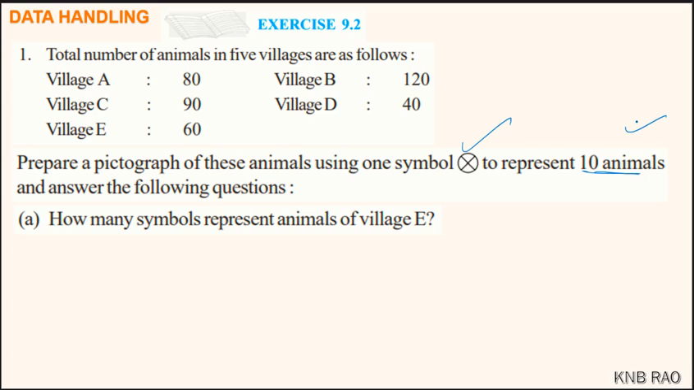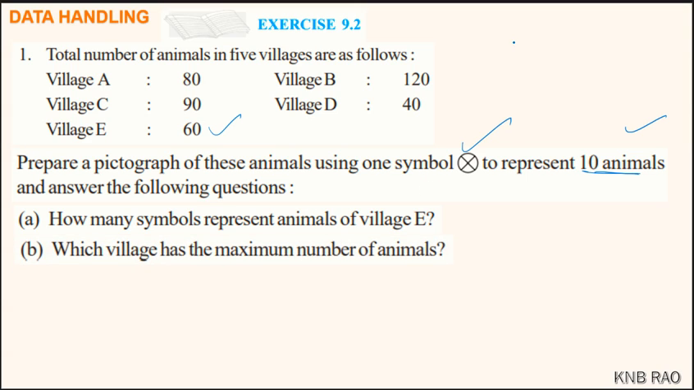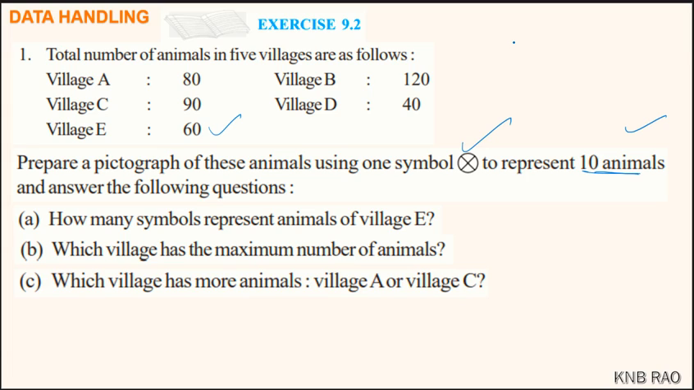What are the questions? Sub question A: how many symbols represent animals of village E? When one symbol represents 10 animals and I want to represent 60 animals, I have to use 6 such symbols. Which village has the maximum number of animals? Obviously here 120, village B has the maximum number of animals. Which village has more animals, village A or village C? Out of 80 and 90, obviously 90 is more, so village C has more animals.